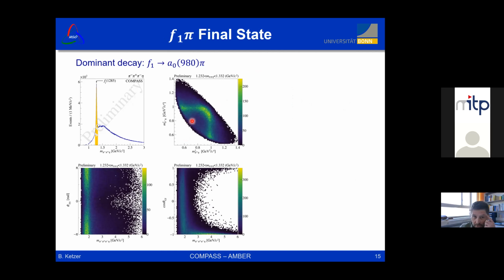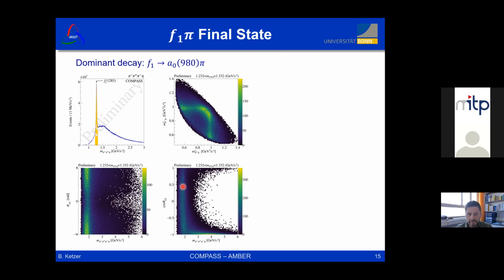Let me switch to the f1 pi state. Here, just to get a glimpse of the kinematics, we can make a mass cut on the f1, knowing that it sits on a rather large background. But if you make a mass cut on this yellow region here, and then look at the Dalitz plot of pi plus eta versus pi minus eta, then you see a clear a0, so the dominant decay is the a0 pi.